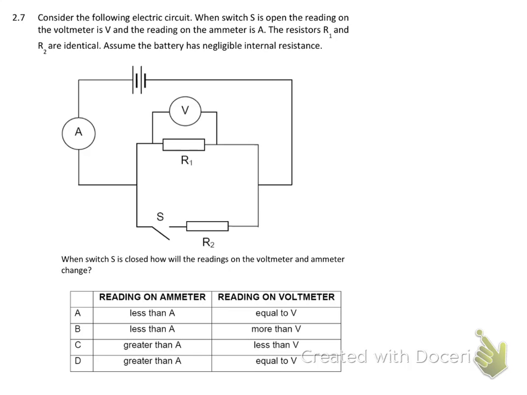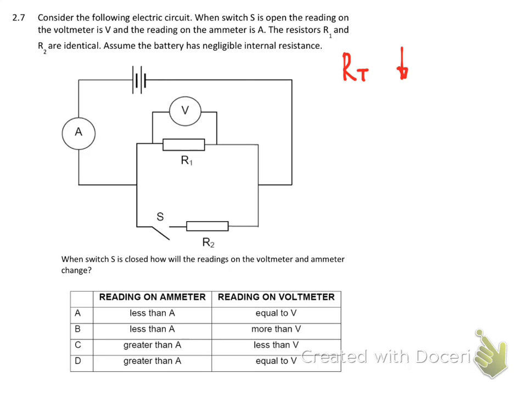All right, 2.7, 2 resistors in parallel. Initially with the switch open, which just gives us 1 resistor, and then when we close the switch we get 2 resistors in parallel. And the question asks what happens on the ammeter, which is giving you the total current reading, and on the voltmeter, which is giving you the voltage over R1.